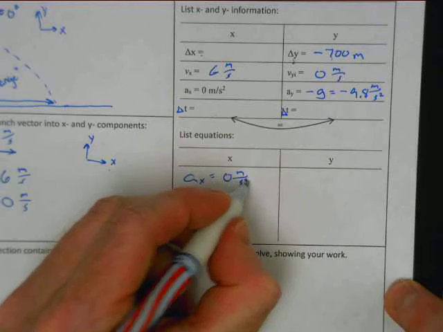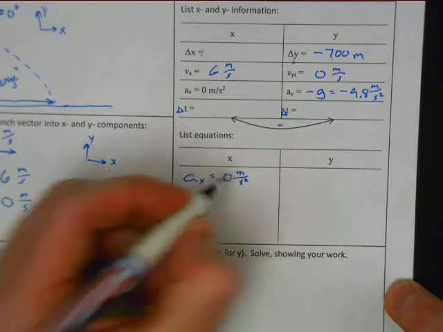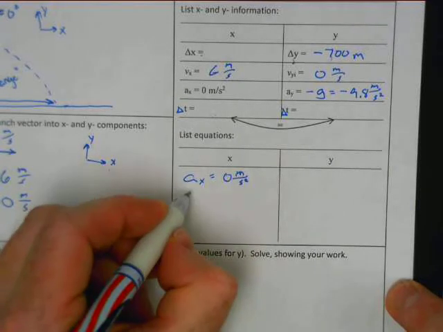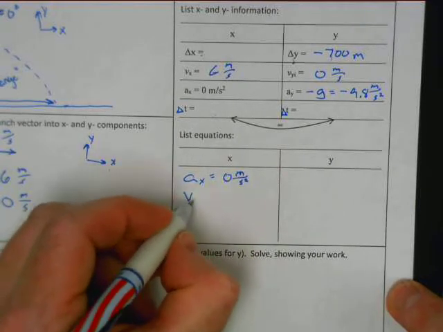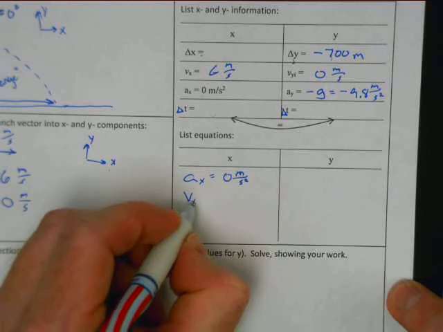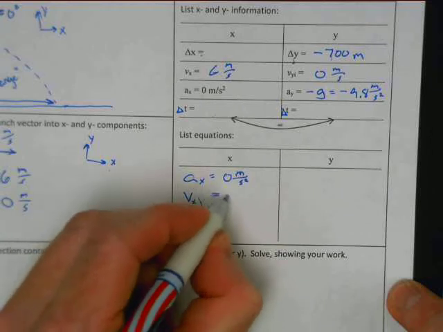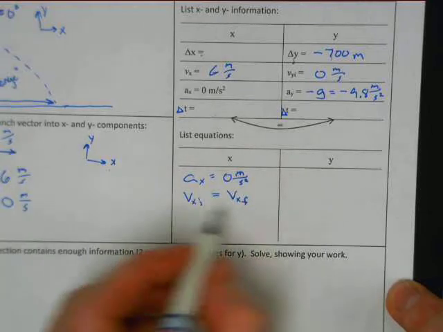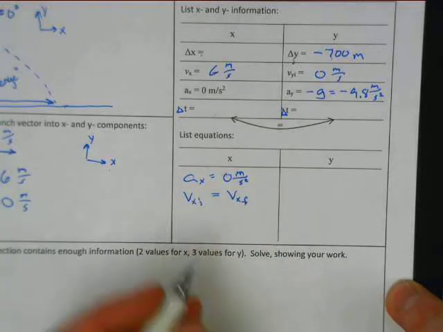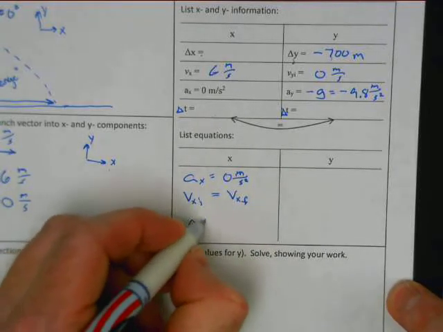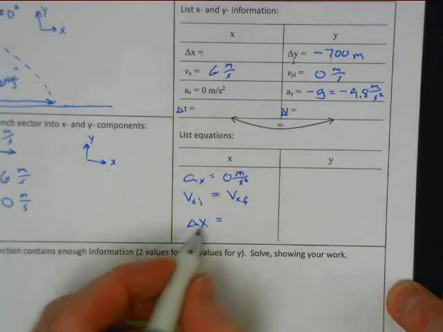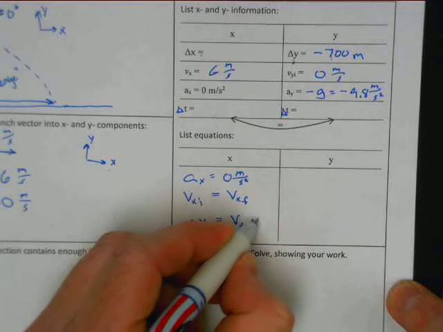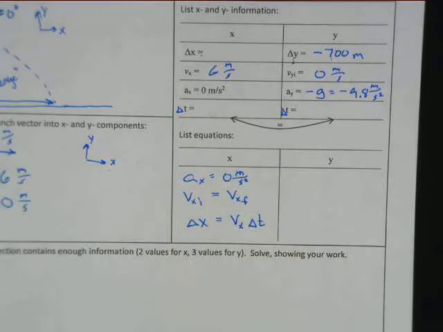The acceleration in the x direction is 0 meters per second squared. That's an m. I promise. What else do I have in the x direction? One of the cool facts: the Vx initial equals the Vx final, because it's constant motion. That is an equation, and there's one more. And in fact, it's the equation for the range, for the displacement in the x direction. Vx times delta t. Okay, there we go.